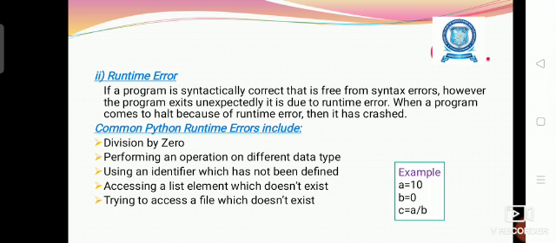Okay. So the runtime errors include division by zero, performing an operation on different data types, then using an identifier which has not been defined. If you are using an identifier, initially we have to define it, isn't it? So an unknown identifier leads to a runtime error. Accessing a list element which doesn't exist. Okay, the list will have a particular number of index values according to its number of elements. When we access an element with the wrong index, a not available index, this will lead to a runtime error.